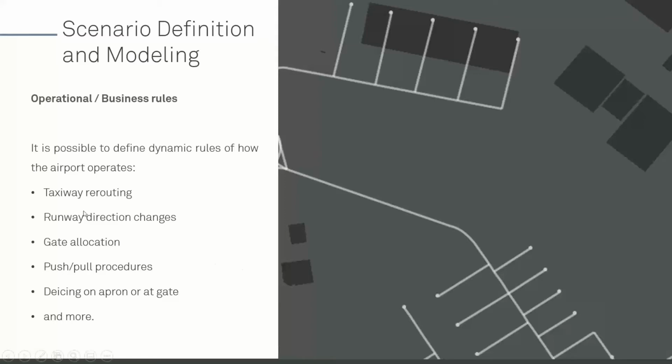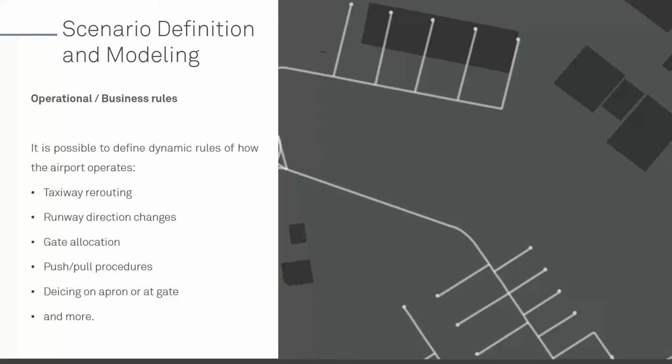Runway direction changes as well, so you're able to say at what time of the day you want to change your runway direction. So let's say you want to operate in north flow until 10 a.m. and from 10 a.m. on you want to operate in south flow. So AirTOP also supports those runway changes in the middle of your simulation.